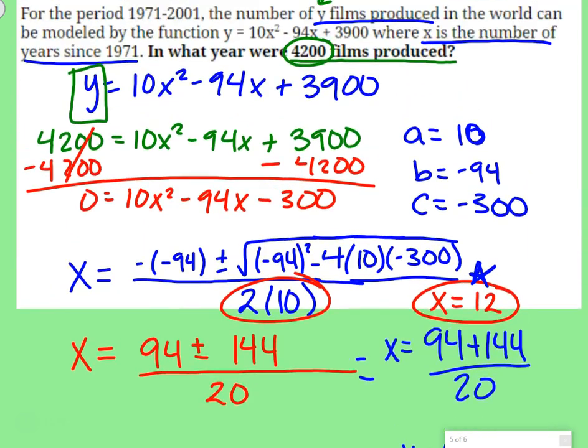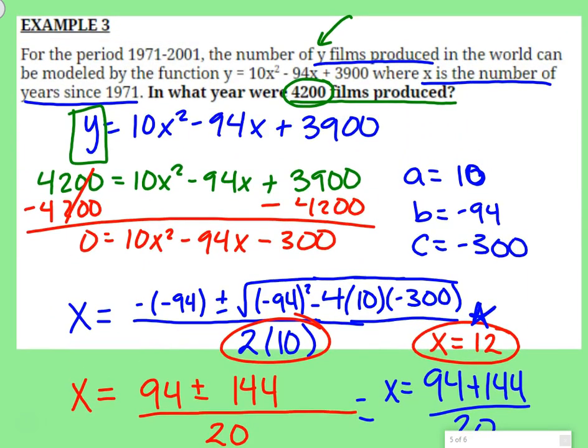However, x equals 12 is not the final answer because we wanted to know in what year were 4,200 films produced. So x is the number of years since 1971. So 12 years after 1971 would be 1971 plus 12, which would give us 1983. So in 1983, there were 4,200 films produced.